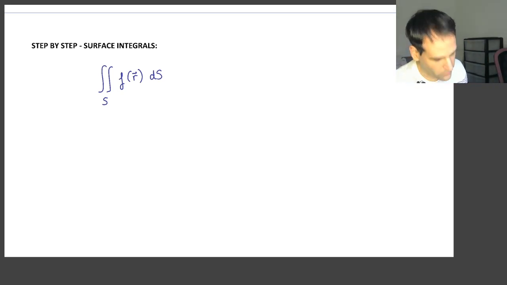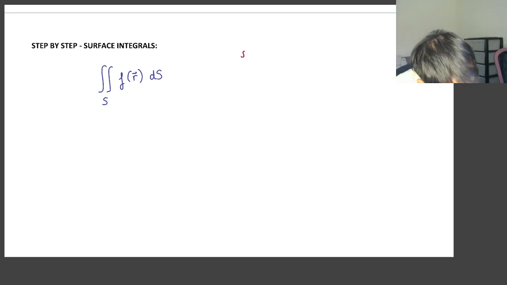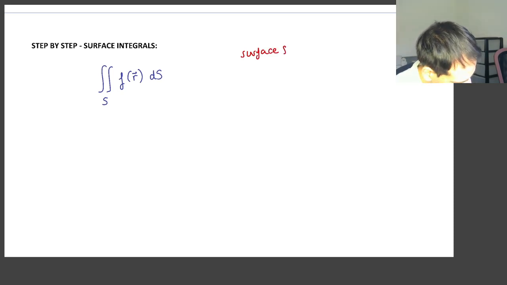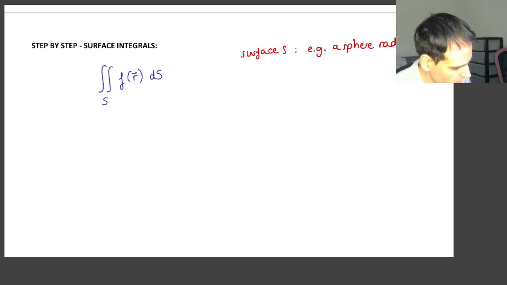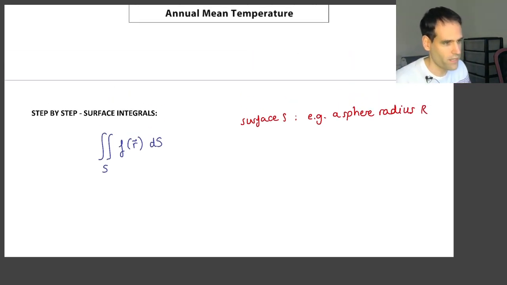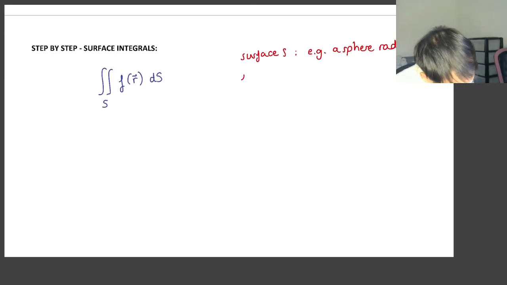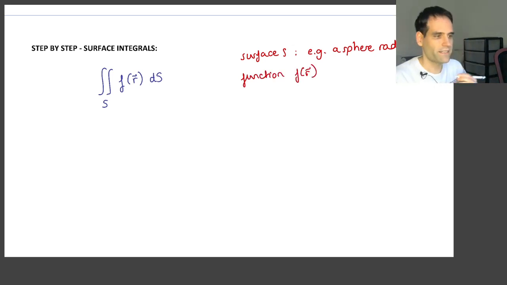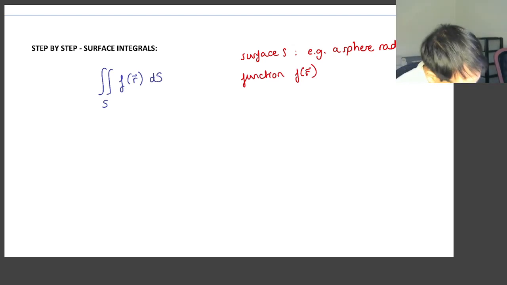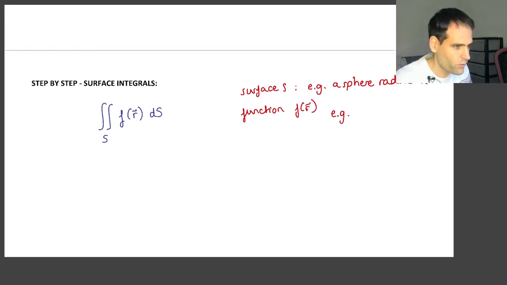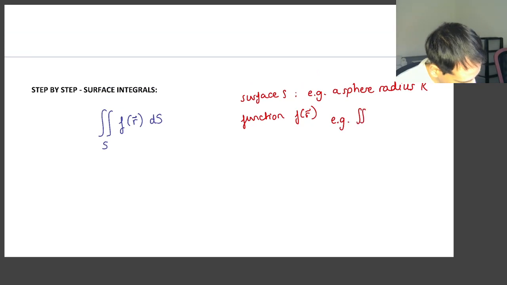So the example would be, for example, that surface S, I have to specify what surface it is. For example, a sphere of radius r. Sorry that I'm blocking the writing, but it says sphere of radius r. And then the function f of r is whatever you want to integrate. Okay? For example, I might ask you to calculate the double integral or the surface integral of x squared ds.